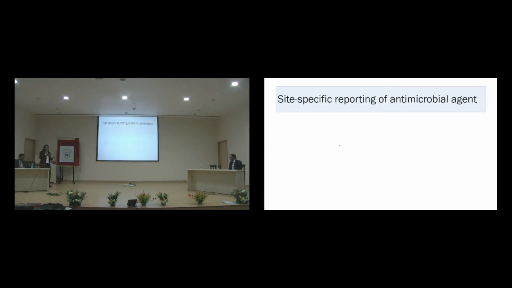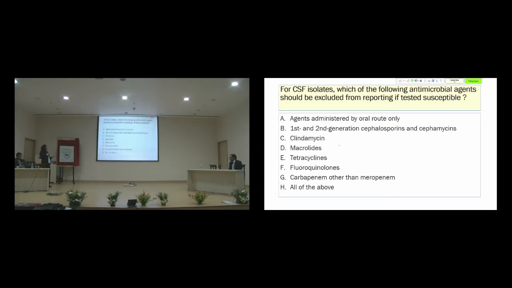So next, coming to site-specific reporting of antimicrobial agents. Which of these drugs are not reported for CSF isolates? Answer this using the clicker. Do you do site-specific reporting, or whatever you test, you report everything, depending upon the sample?